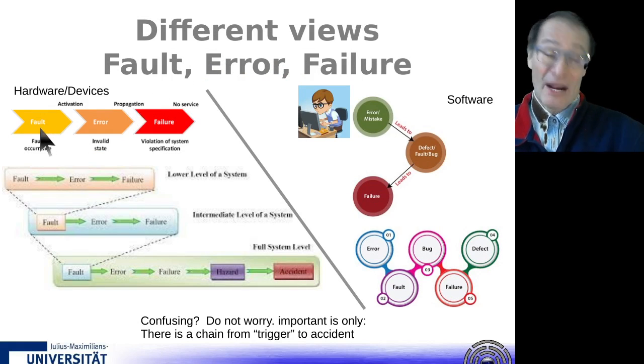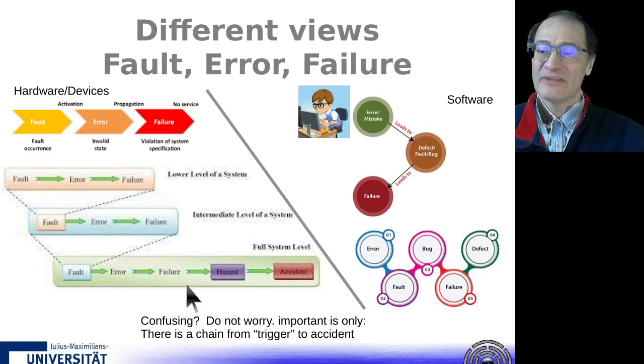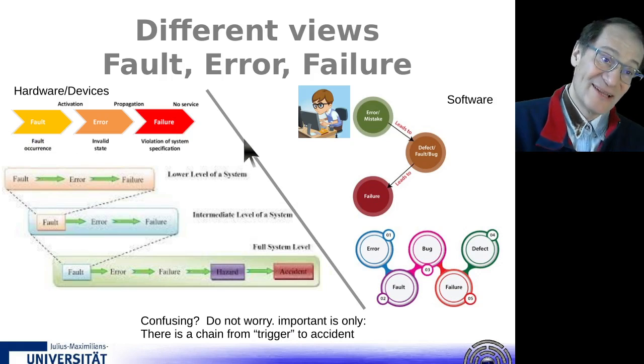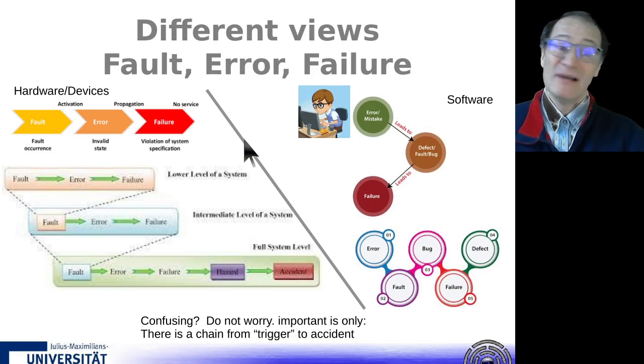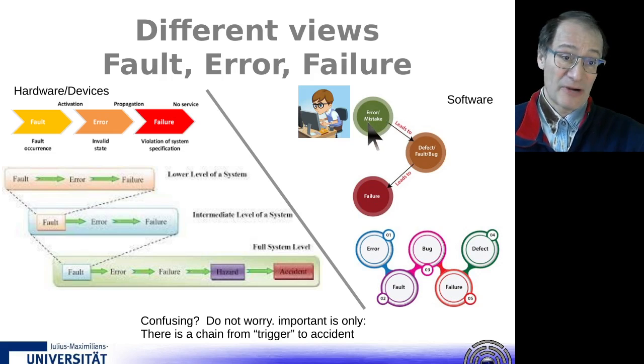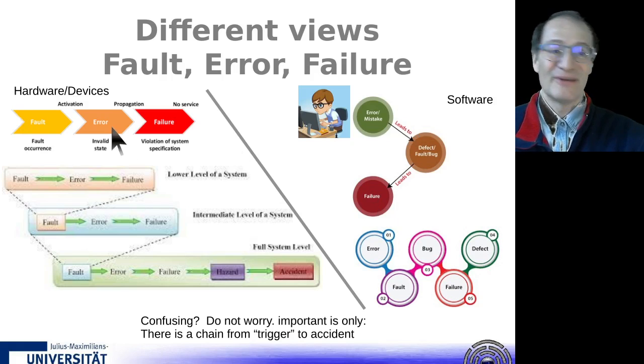The hardware people, devices, and mechanical constructions have this kind of definition of the way from fault to error to failure. On the other side, the software people have another definition. They begin with an error, a programming bug, and then we have the chain until we have the failure. Here in hardware, everything begins with the fault, and after the fault, we have the error.